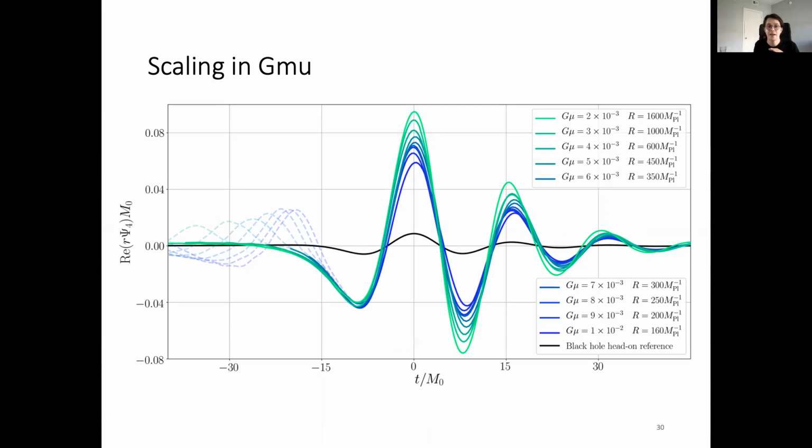By the way, you see a bit more transparent part in the beginning. This is associated with initial data noise that is not physical. This is just some artifact from how we construct our initial data, and it's quite common in numerical relativity simulations.